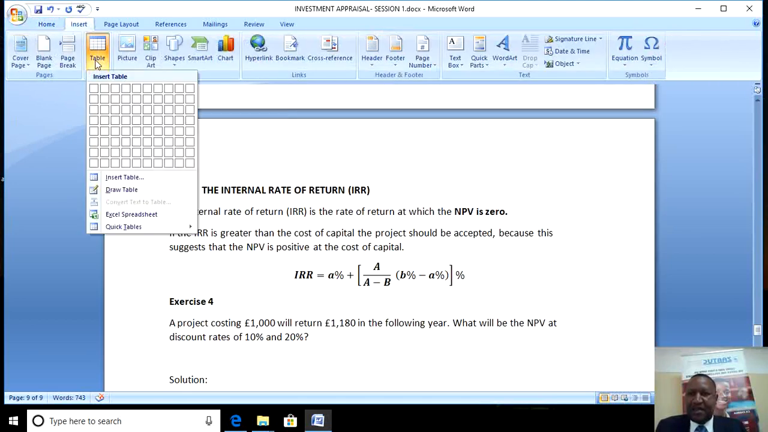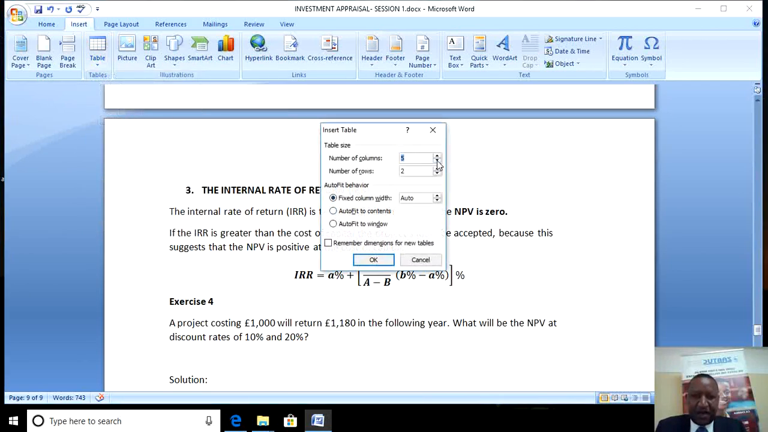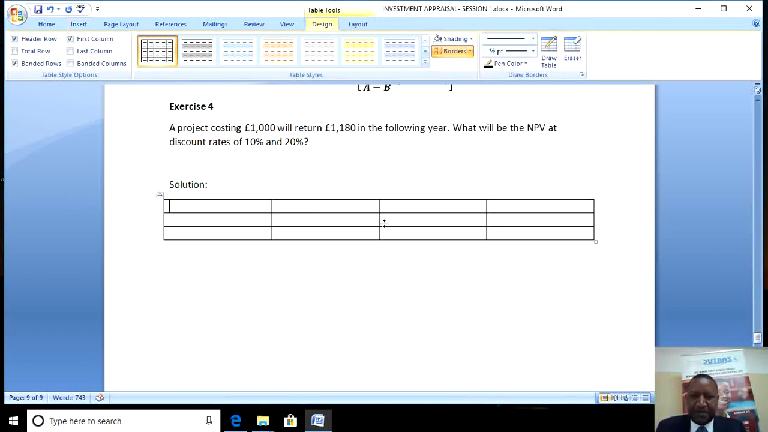So let's quickly get a table that can help us work out these 4 columns, of course, and 3 rows. So what's there here? Cash flow, discounting factor, DF, and PV. Discounting factor, let's start with 10%. So what we have there, year 0. The following year is year 1.